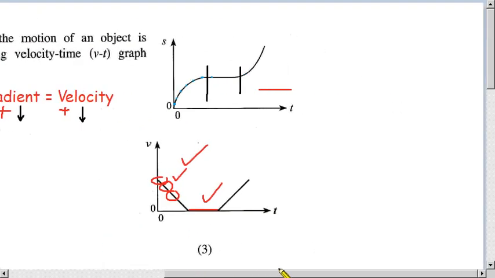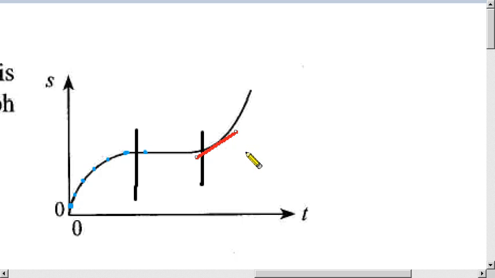Then let us check the third part. Let's delete this one. Again you have to draw a tangent like this and check the gradient. So here what happens? This is the gradient, the angle. Let us go to the next point. You have to get the point which is touching the tangent, like this. So this one is the point.